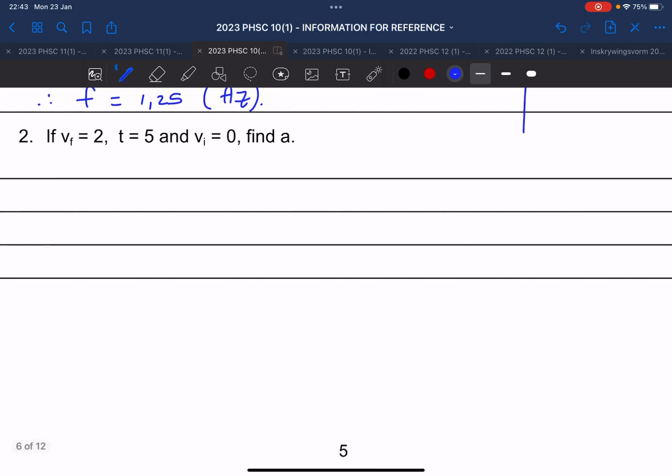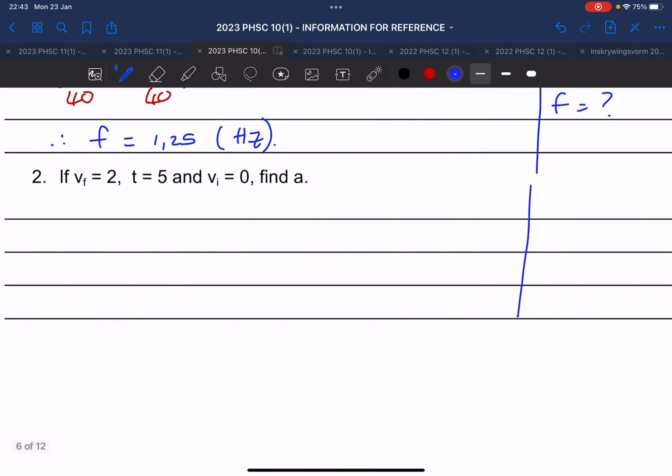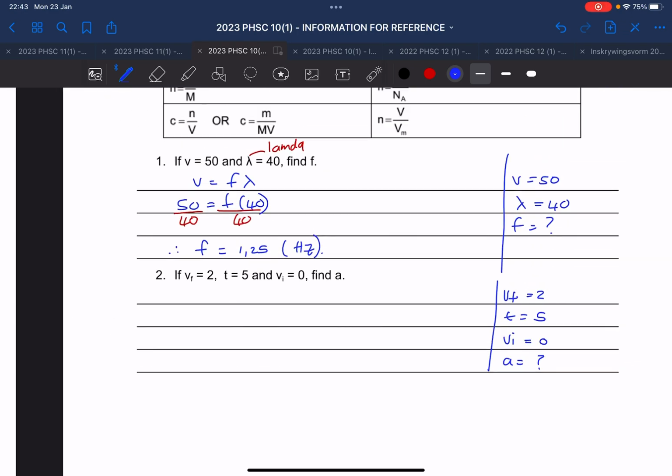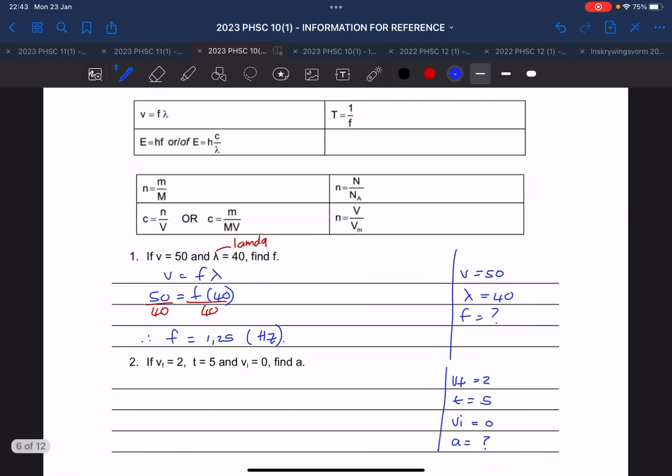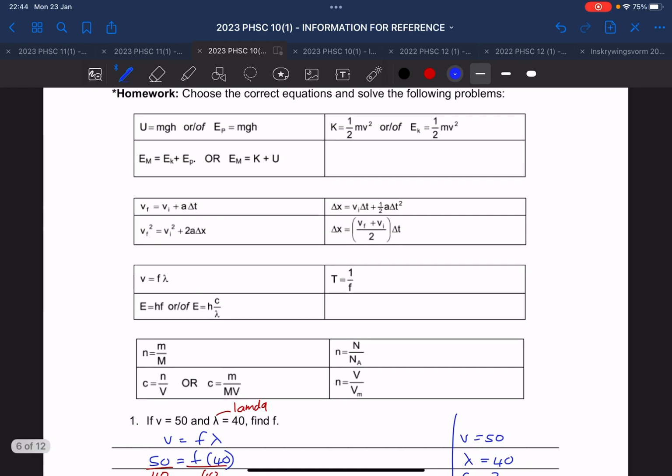Let's look at another example. I tell you VF is 2, so it stands for the final velocity. VF is 2, T for time is 5, VI, the initial velocity, is 0, and they tell us to find acceleration A. We need to find a formula that fits into the puzzle, and the formula that goes with it is this formula there.